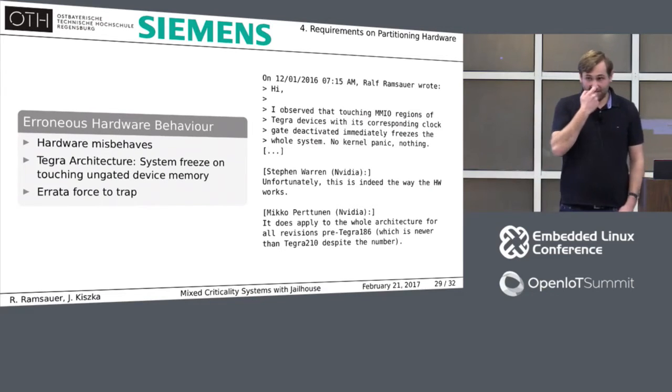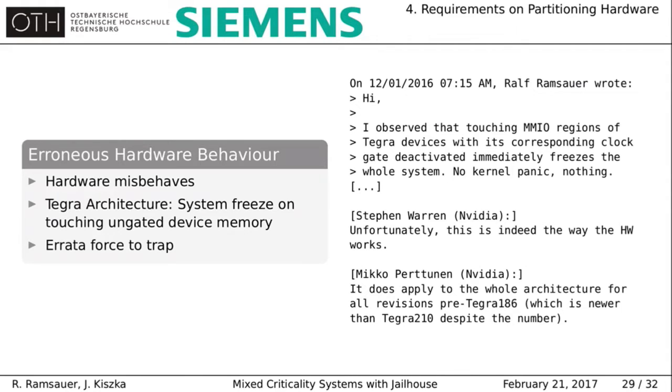And then I stumbled over an interesting bug. So hardware misbehaves when implementing our platform. I realized that if you touch a physical I/O memory region with its clock ungated, then the whole platform will immediately freeze and stand still. No kernel panic, nothing. And I sent this report to the Tegra mailing list, and they said, yeah, well, we are sorry, but this is the way the hardware behaves. And another developer of NVIDIA added, it does apply to the whole architecture pre-something, so in the latest version it got fixed, but this bug is known.